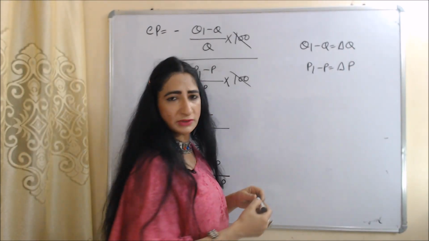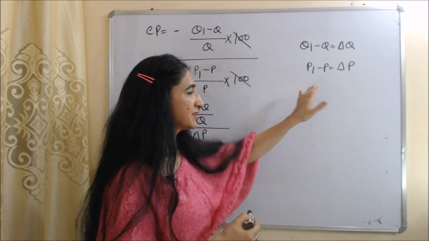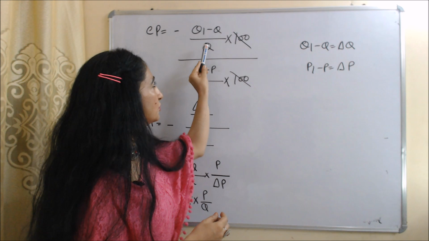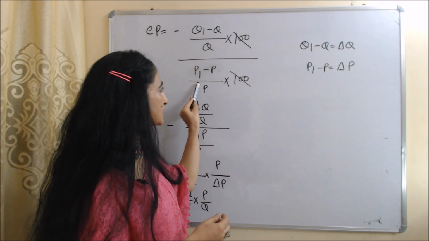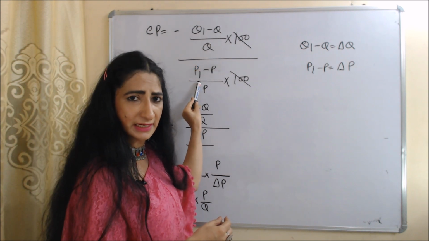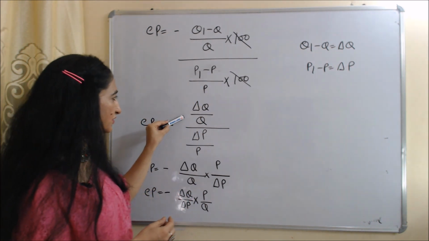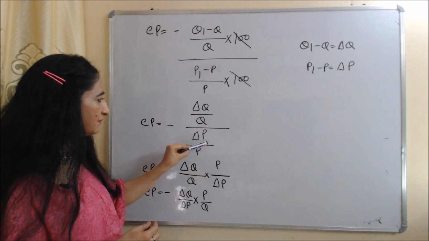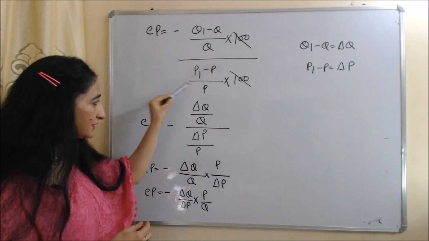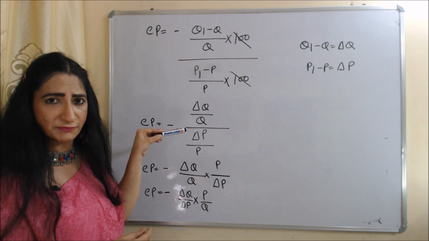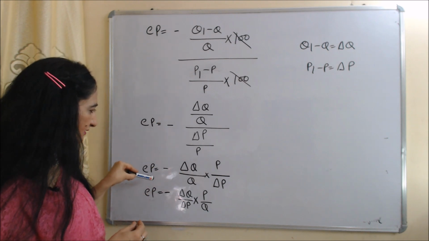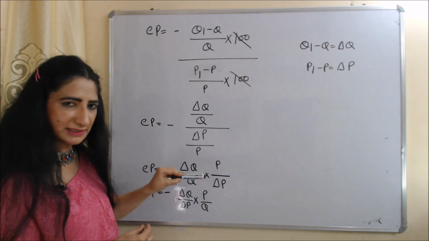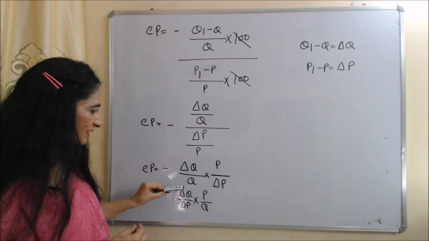Q1 minus Q is equal to delta Q, and P1 minus P is equal to delta P. So in this equation, in place of Q1 minus Q we can write delta Q, and in place of P1 minus P we can write delta P. After writing this, our equation will become: delta Q divided by Q over delta P divided by P. After writing this equation in multiplication form, it becomes delta Q divided by Q multiplied by P divided by delta P.